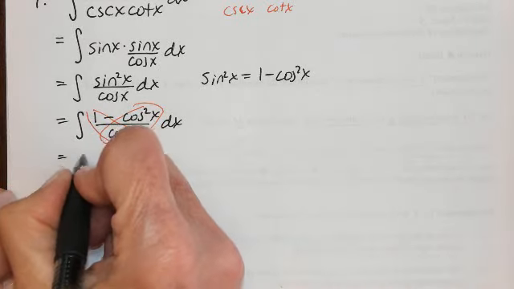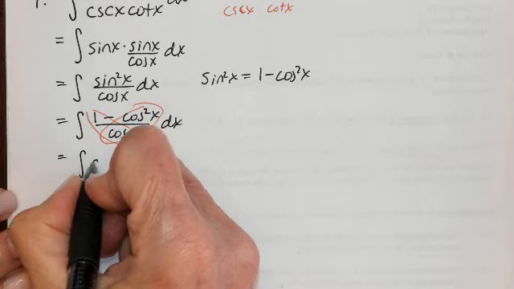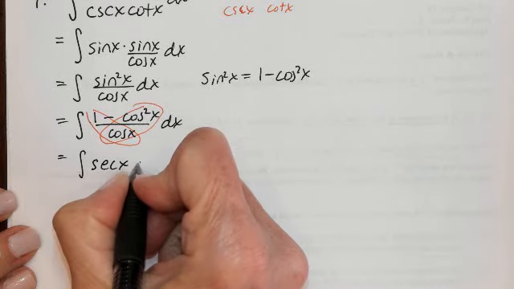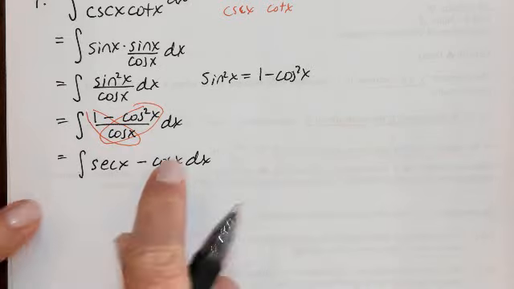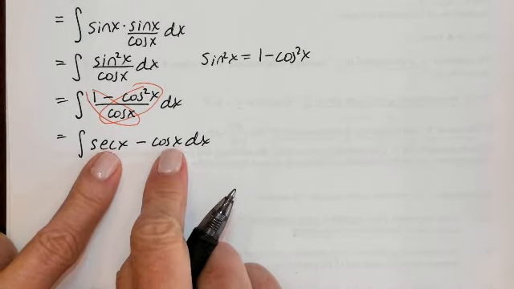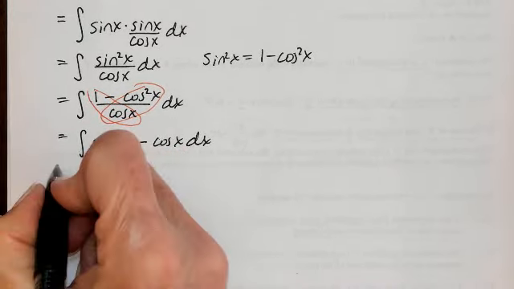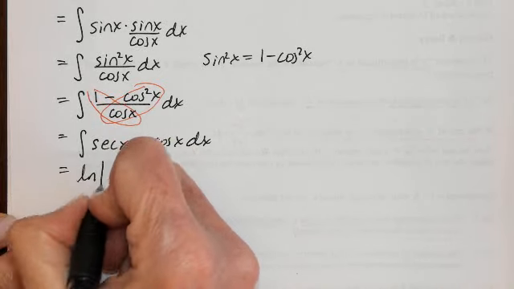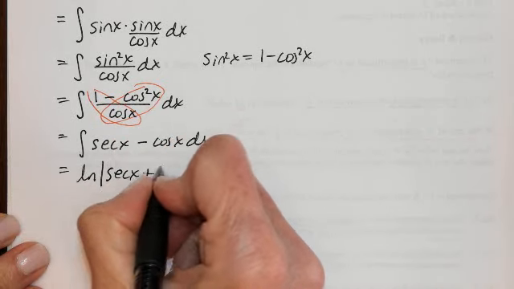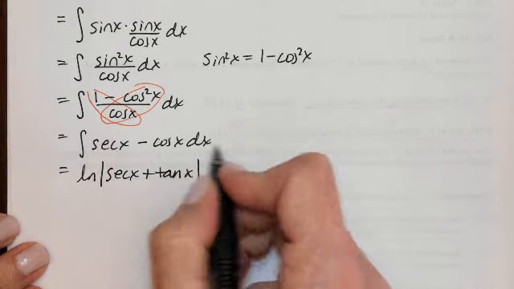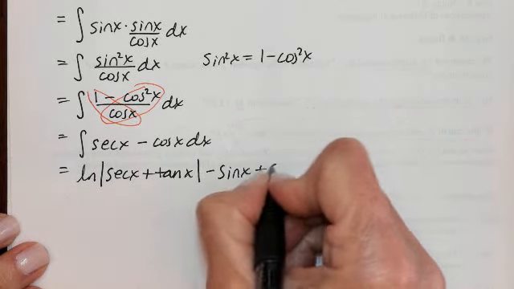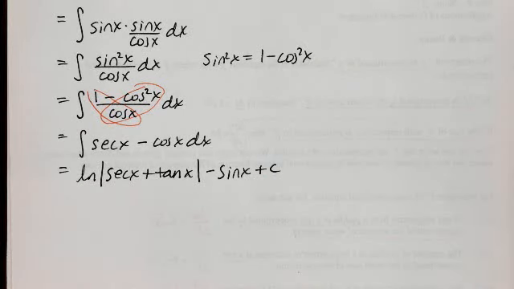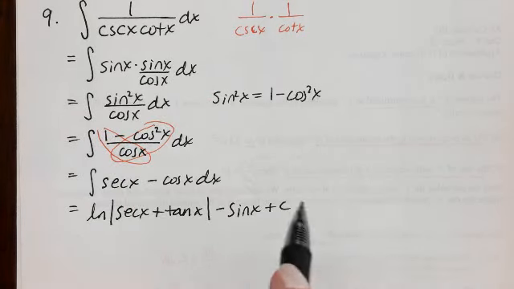So this is the integral of 1 over cosine, which is secant, minus cosine, and now we know those antiderivatives. The antiderivative of secant is natural log absolute value, secant plus tangent. The antiderivative of cosine is sine, so this will be negative sine x plus c. There may be another way to do that problem, but that's the way that I saw to do it.